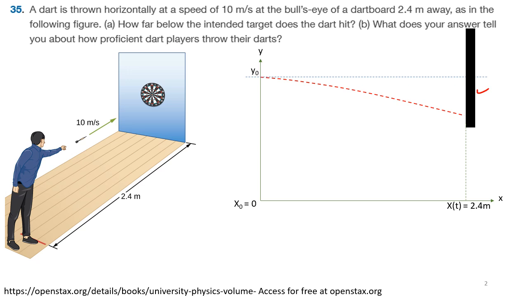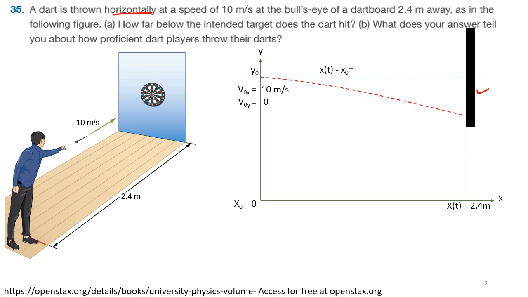This red dotted line shows the path of the dart. So the dart will not hit the bullseye at the center of the dartboard. It will follow this curved path and will hit at some point at the bottom here. The initial velocity is in the x direction. It's thrown horizontally, so there is no y velocity, only x velocity. v_0x is 10 meters per second. v_0y is 0 because there is no y velocity initially.